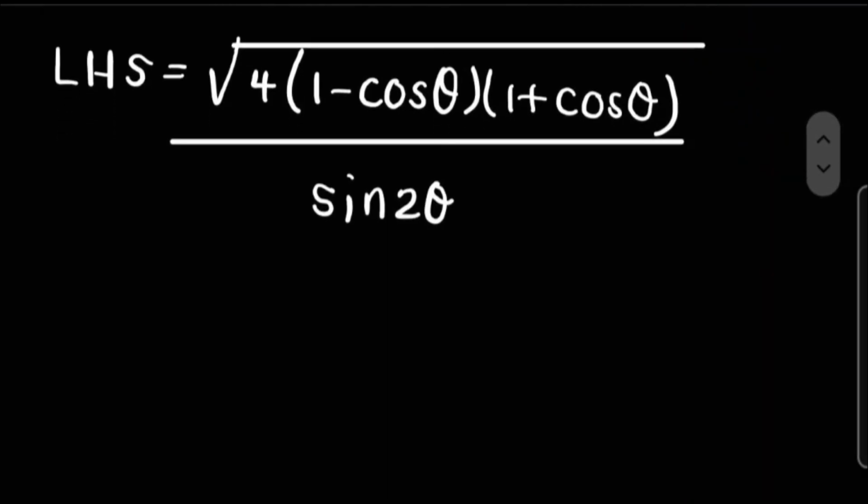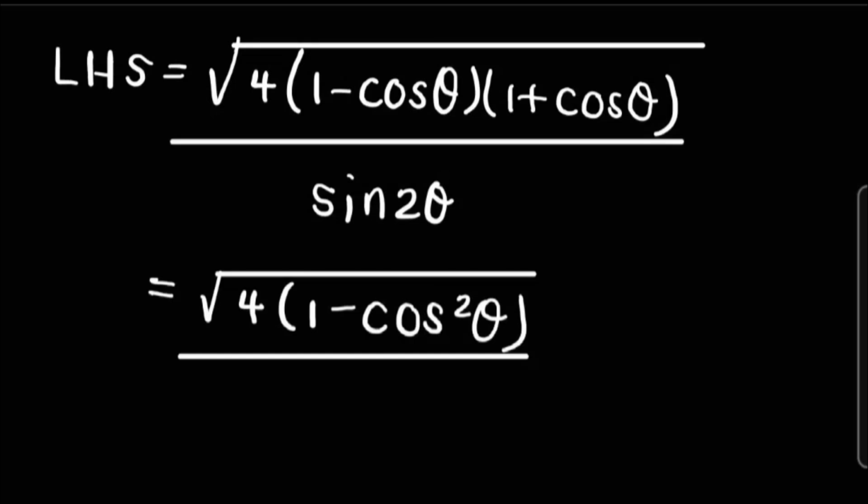Now here's what we can do to simplify the numerator. We notice that in those brackets we have 1 minus cos theta and 1 plus cos theta. We're going to apply the FOIL method and multiply them out. But when we do so, what we should end up with is 1 minus cos squared theta. In the denominator, I'm going to expand sine 2 theta. We know the expansion is 2 sine theta cos theta.